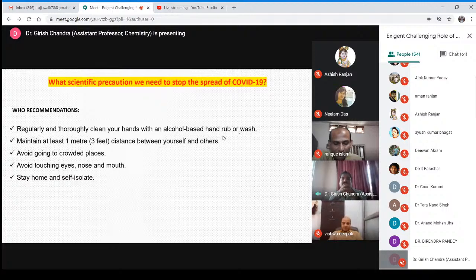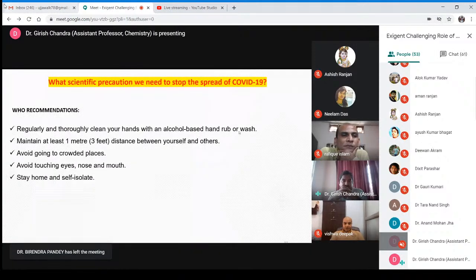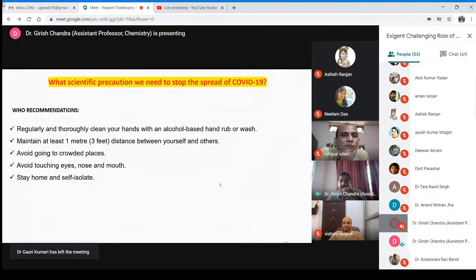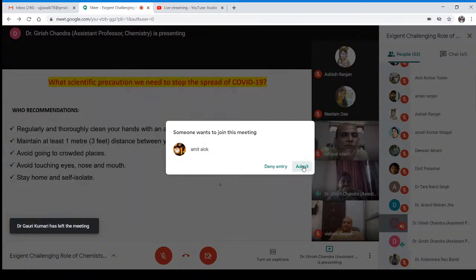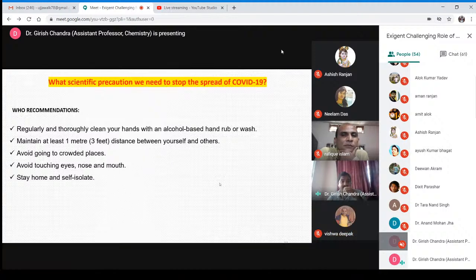WHO also mentioned different precautionary measures to cut the spread of coronavirus, and here I just want to mention a few of them. One important one is to clean your hands and wash properly with good soap, or more importantly with a good quality sanitizer. Maintain at least 1 meter or 3 feet distance. Avoid going to crowded places. Avoid touching eyes, nose, and mouth. And the most important one is to stay always at home and try to do self isolation.